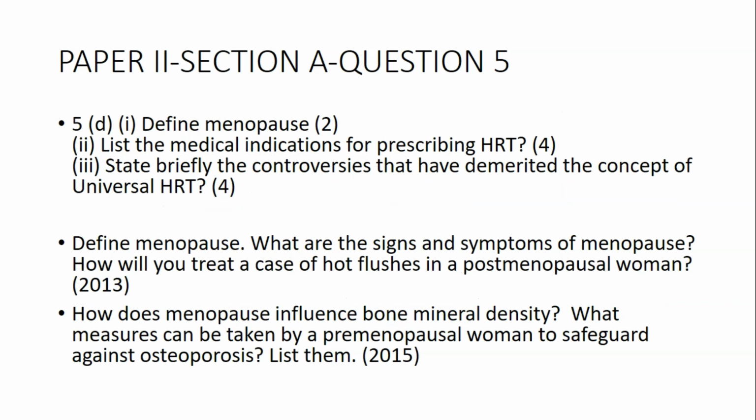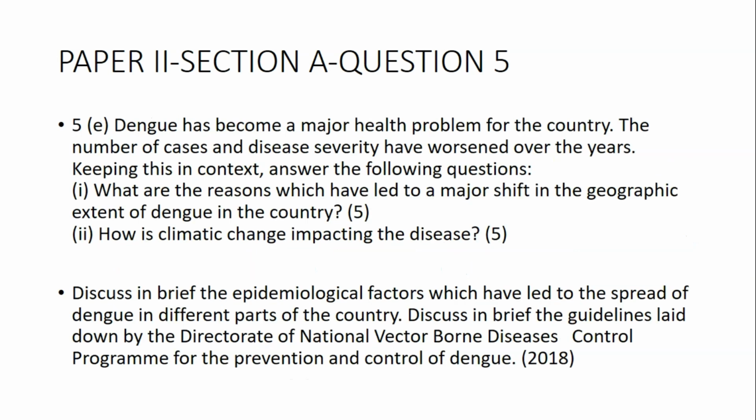So menopause, HRT is clearly there. It's there in the notes itself. What is menopause? What are the signs and symptoms? What is hot flush? What is BMD? What is osteoporosis? How do you control or prevent it? So menopause, postmenopausal syndrome management, osteoporosis, and what is hormonal replacement therapy, and what are the indications and contraindications for hormonal replacement therapy is there.